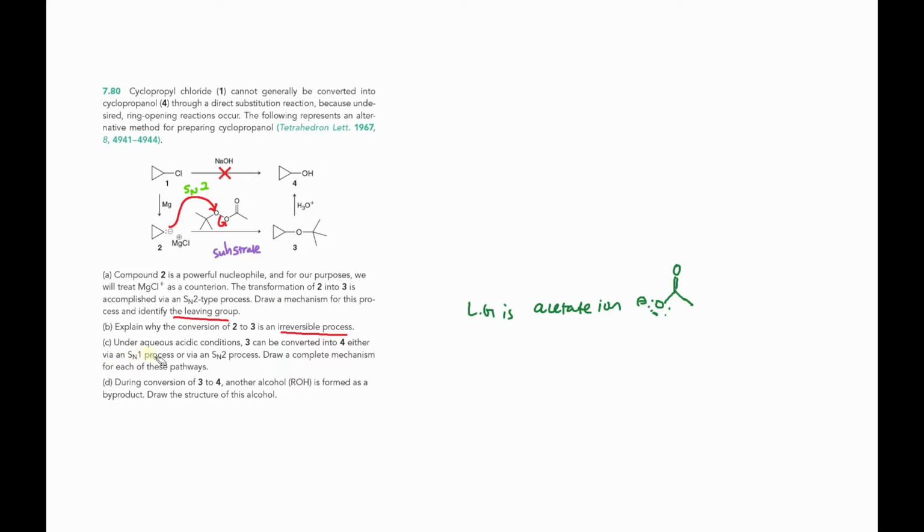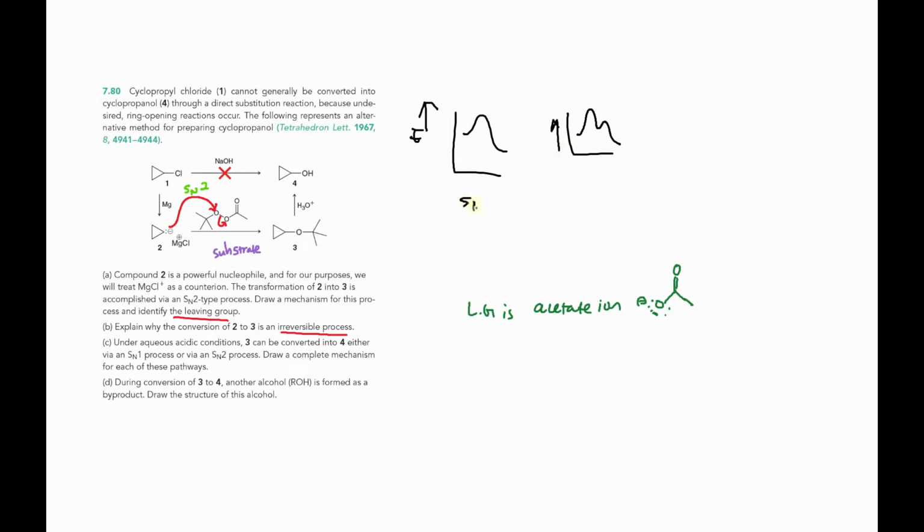Okay, so under aqueous acidic conditions, 3 can be converted into 4 either via an SN1 process or via an SN2 process. Draw a complete mechanism for each of these pathways. When we draw the energy profile diagram, SN2 has simply one hump, and then SN1 has two humps. I believe that the first hump is higher, yeah, and it looks something like that.